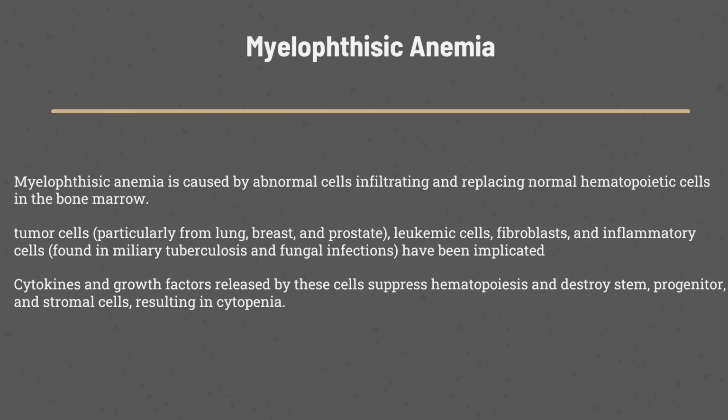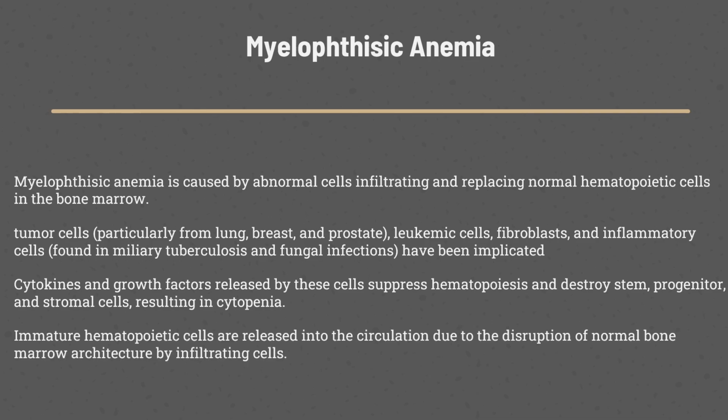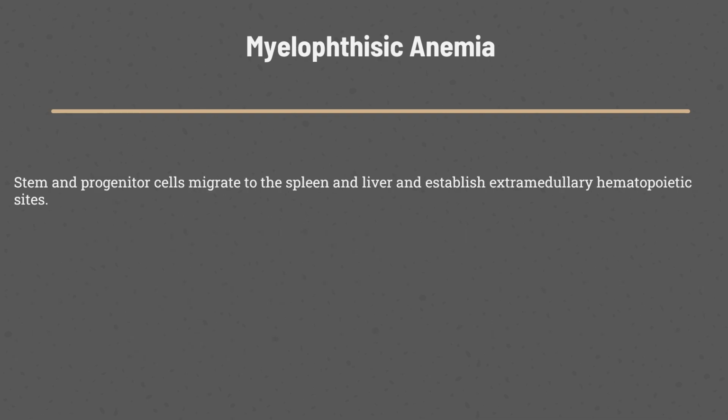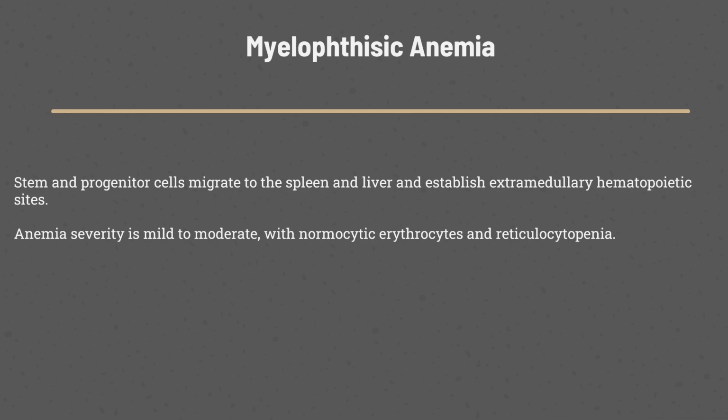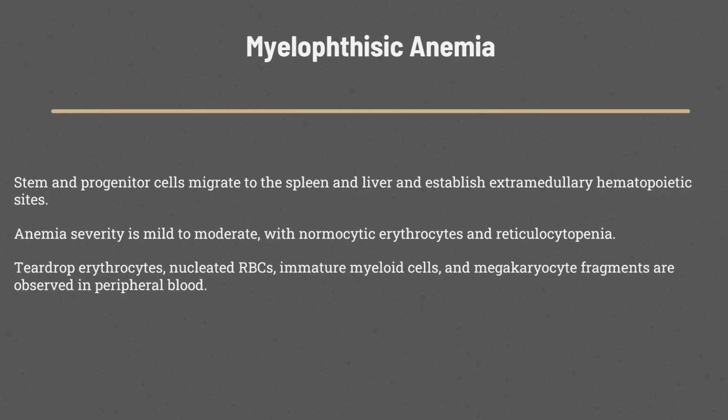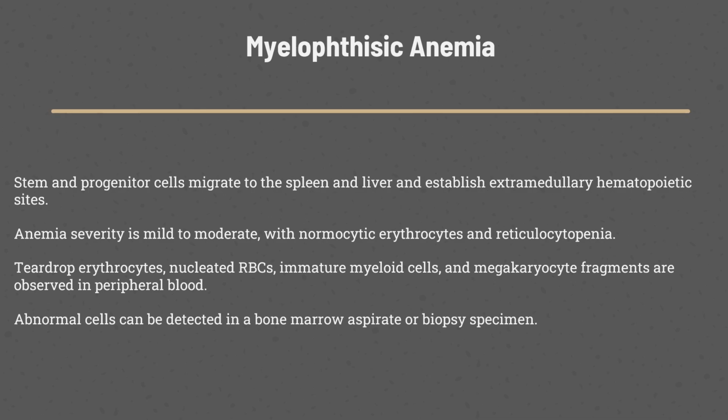cells, resulting in cytopenia. Immature hematopoietic cells are released into the circulation due to the disruption of normal bone marrow architecture by infiltrating cells. Stem and progenitor cells migrate to the spleen and liver and establish extramedullary hematopoietic sites. Anemia severity is mild to moderate, with normocytic erythrocytes and reticulocytopenia. Teardrop erythrocytes, nucleated RBCs, immature myeloid cells, and megakaryocyte fragments are observed in peripheral blood. Abnormal cells can be detected in a bone marrow aspirate or biopsy specimen.